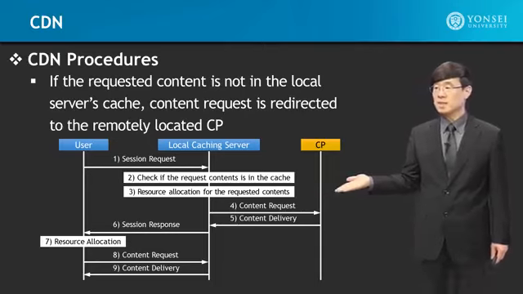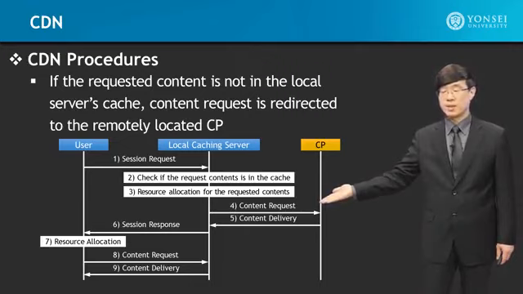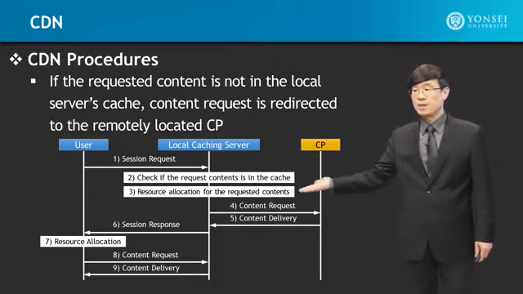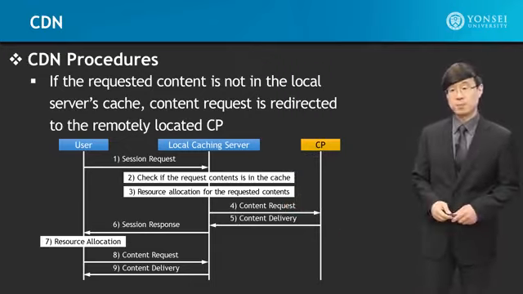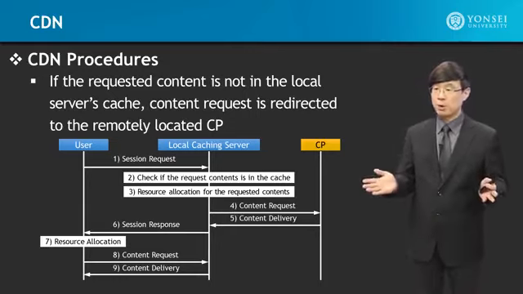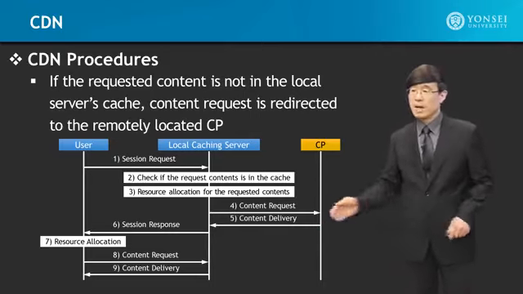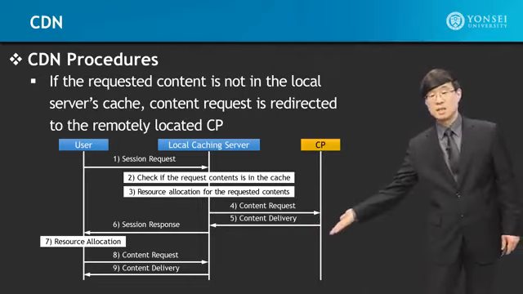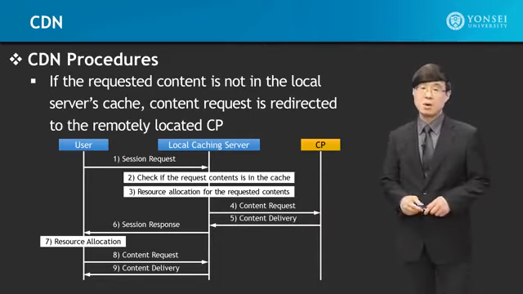So it requests the CP to send it through a content request, and then the content is delivered, and the content is saved in the resource allocated area. Then it will send a session response back to the user in step 6, and then the user will do a resource allocation. It will open up memory, and then it will send a content request to the local caching server, and the local caching server will then send the content delivery. The content delivered packets will be, of course, saved in the user's allocated resource area.